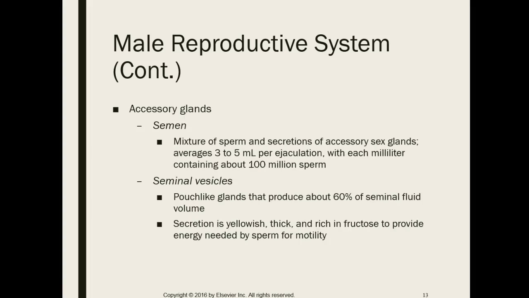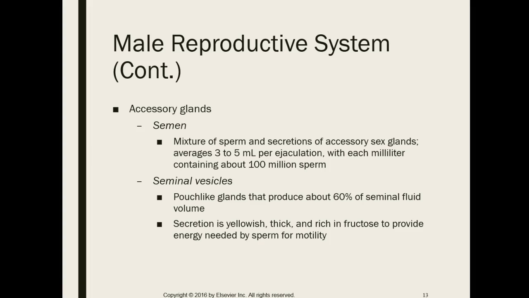Some accessory glands of the male reproductive system. The first is semen. This is a mixture of sperm and the secretions of the accessory sex glands. About 3 to 5 milliliters per ejaculation, with each milliliter containing 100 million sperm. So you're averaging 300 to 500 million sperm with each ejaculation. The semen is also going to protect the sperm from the acidic environment of the female reproductive tract.